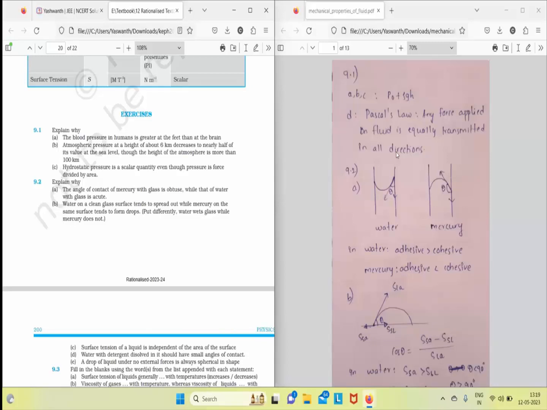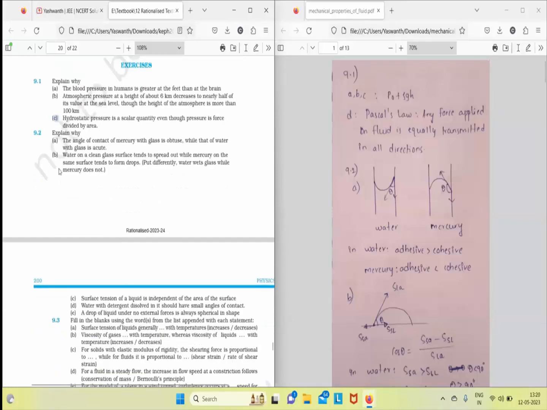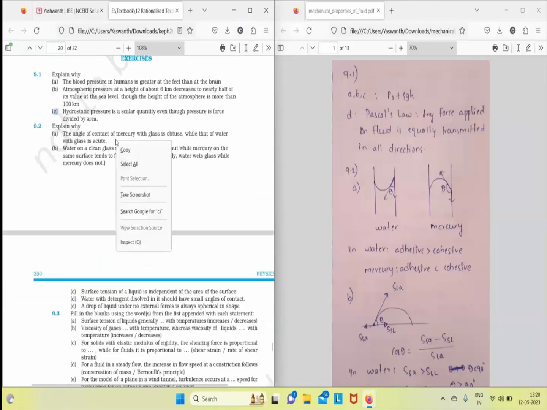So there is no meaning in saying it is a vector. A vector quantity will have a fixed direction, but hydrostatic pressure doesn't have a fixed direction. So we call it a scalar quantity. This point is to be noted. It's very important. Coming to the second question, this is also a theoretical question.